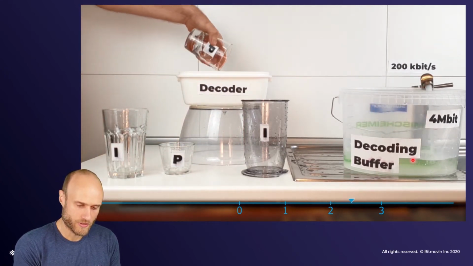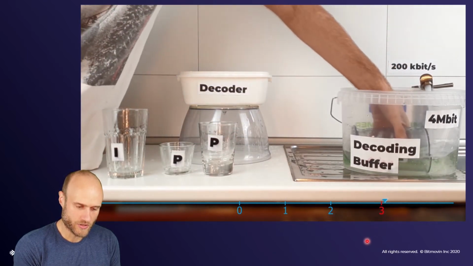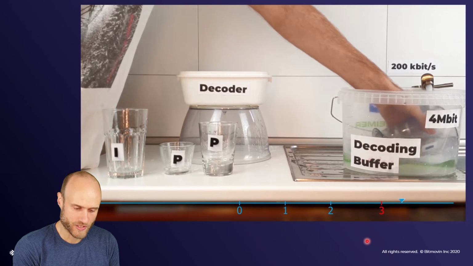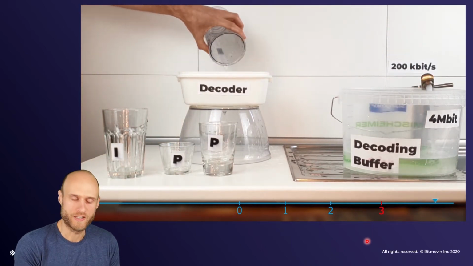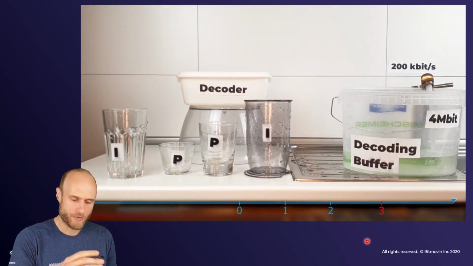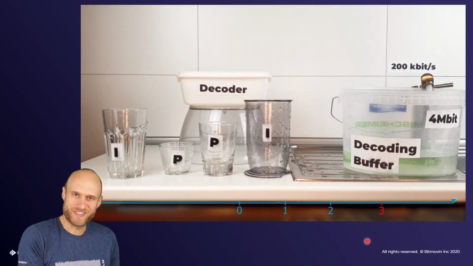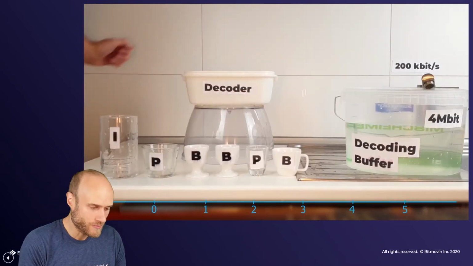Then we're decoding the P-frame, that works, and now at the next point we're trying to decode the last I-frame, and unfortunately there's not enough bits in the decoding buffer, so it fails. And then we have a violation. So in this case, the end time of the transmission would be after we try to remove the frame from the buffer, and it doesn't work.